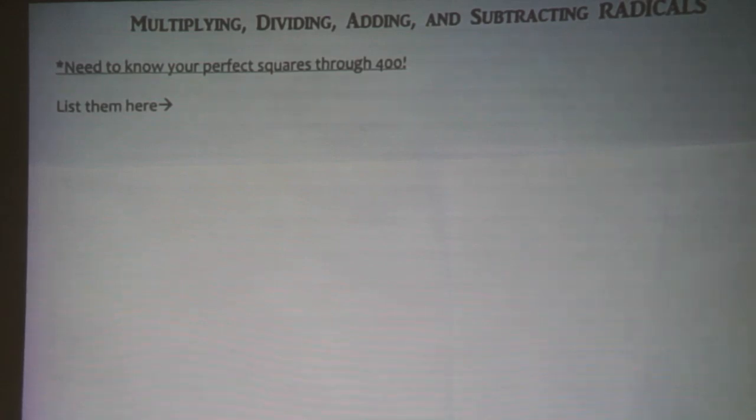All right, today's lesson is going over multiplying, dividing, adding, and subtracting radicals. Okay, in order to do this well, you need to know your perfect squares through 400.